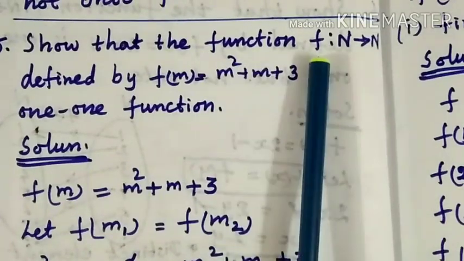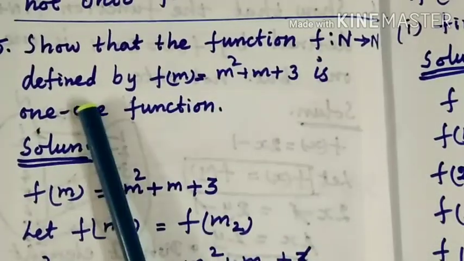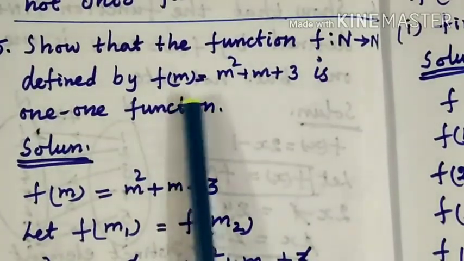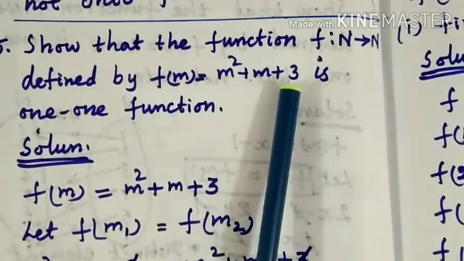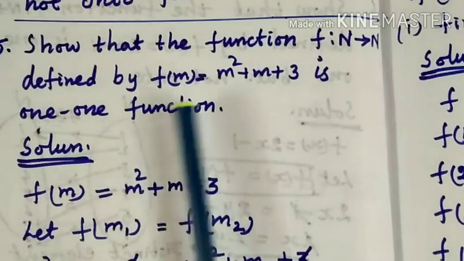Then question number 5. Show that the function f from natural numbers to natural numbers defined by f of m equal to m square plus m plus 3 is a one-one function. See the solution.